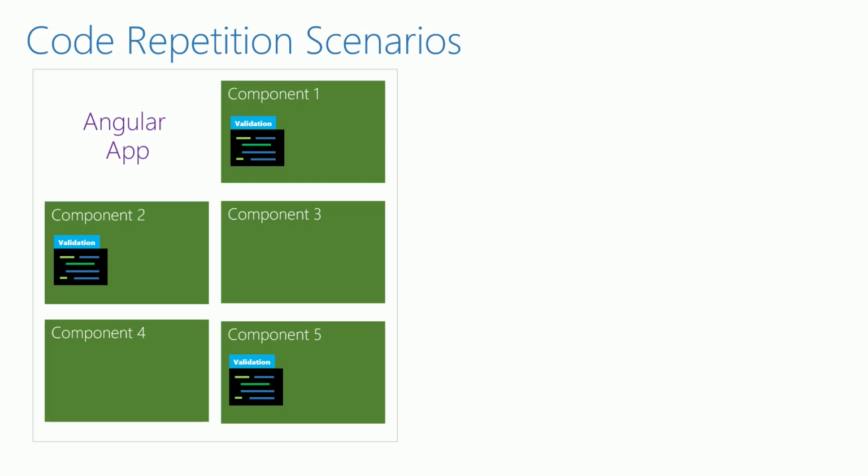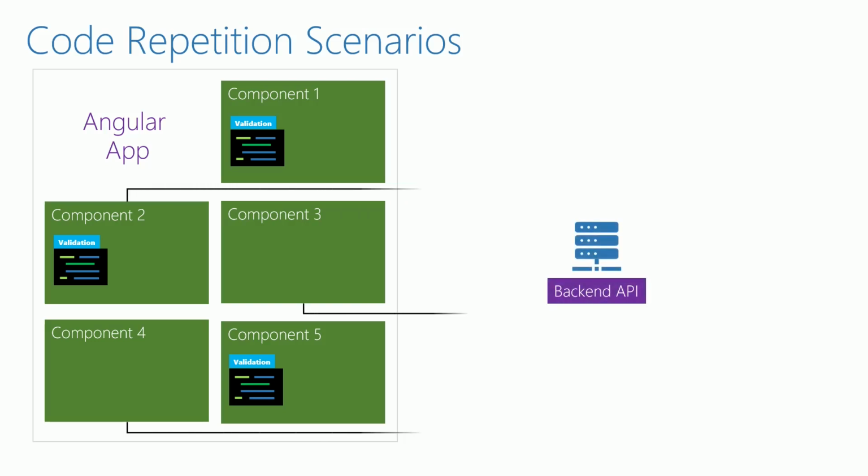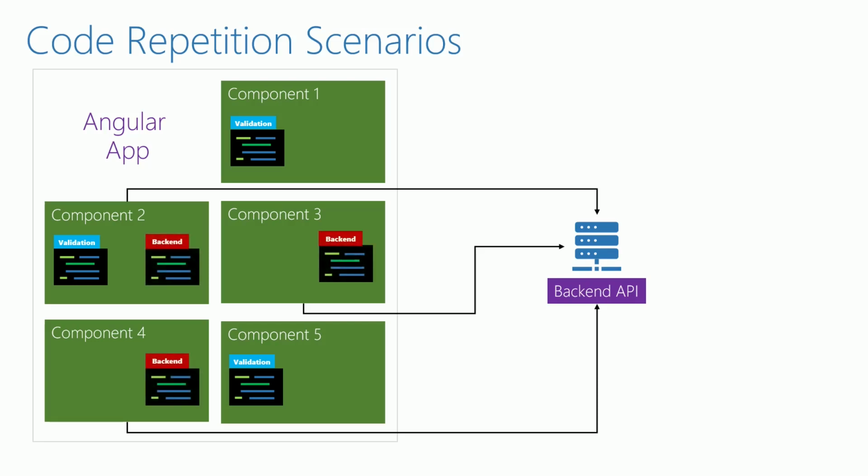Let us look into the next scenario. Few components make a backend call to a specific backend API. After receiving the data from the API, the data needs to be processed. The code to process the data is repeated in the components that call this specific backend API.